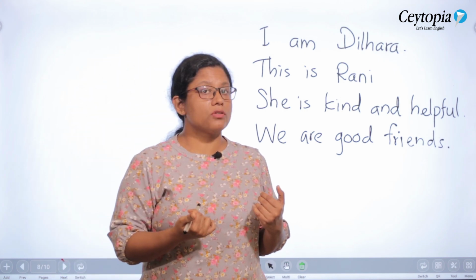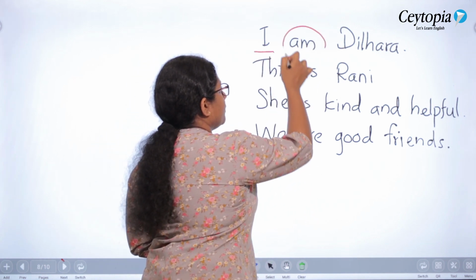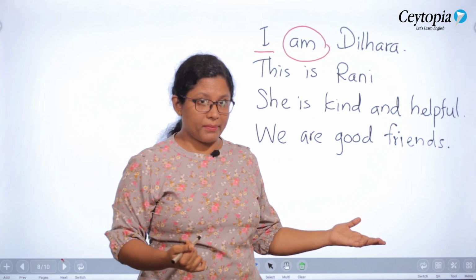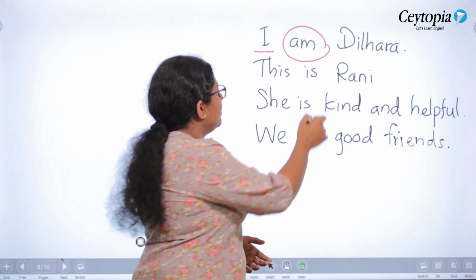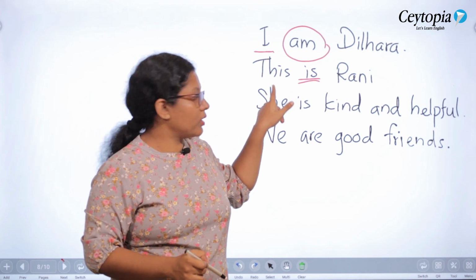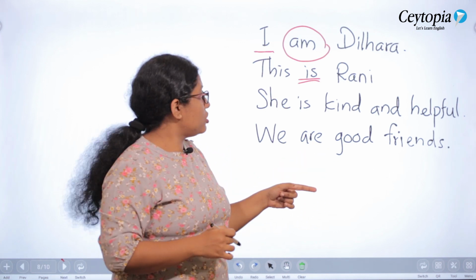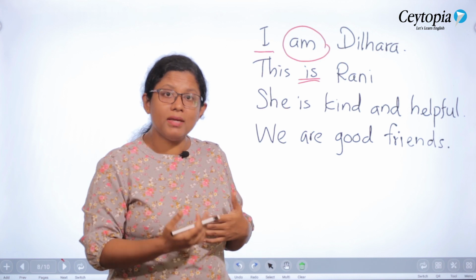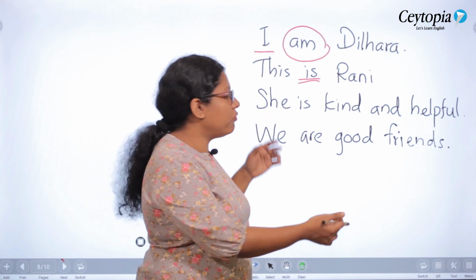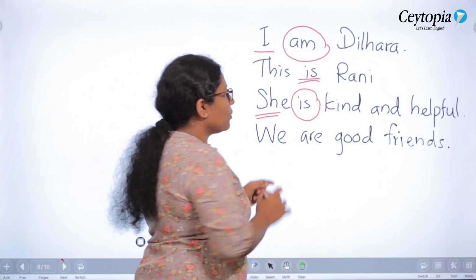I am Dilhara. I am introducing myself. I am Dilhara. With the subject I have to use the verb am. I am Dilhara. And I have my friend with me. This is Rani. Is singular. Why? This is a singular noun. She is kind and helpful. Now I am referring to Rani. She is kind and helpful. I am describing her. That is what you do with these verbs. She is kind and helpful. Is is a singular verb. It goes with the singular pronoun she.